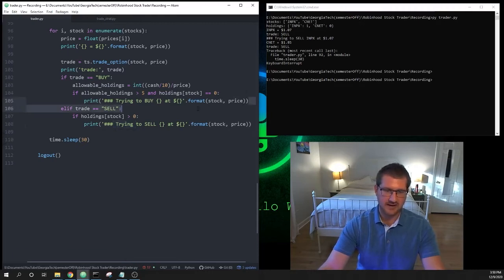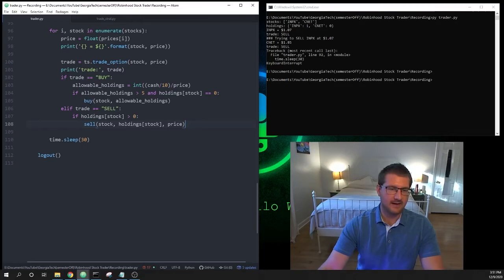And since we're going to print out the buy in the actual function, I don't need it there. And same with the sell. So I can replace it right here. Okay, so let's just take a quick look and then we're going to run it.